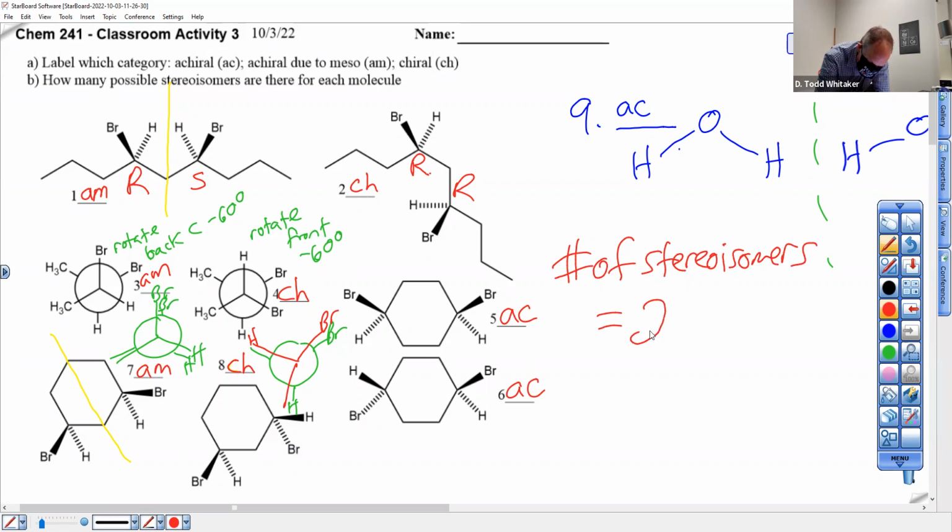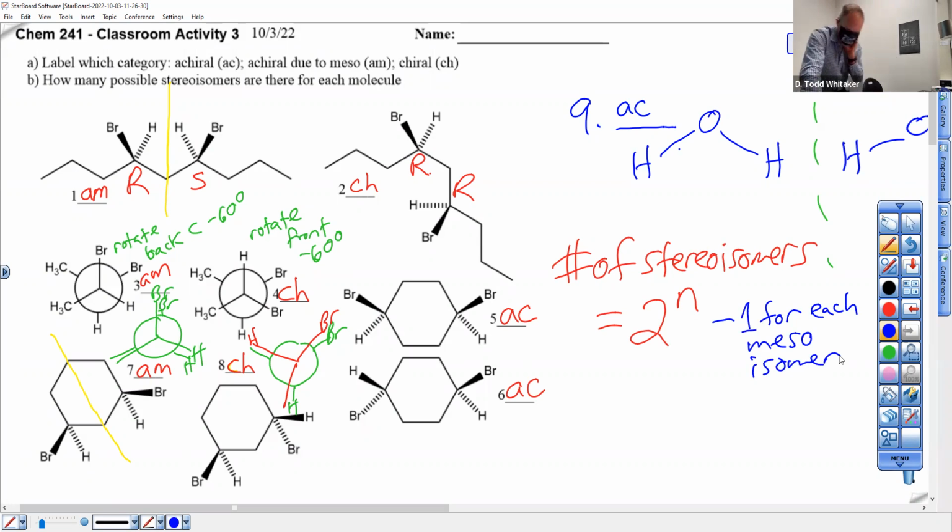Equals 2 to the power of n minus 1 for each meso. Wow. Because meso doesn't have an enantiomer. Okay? Number of stereoisomers.